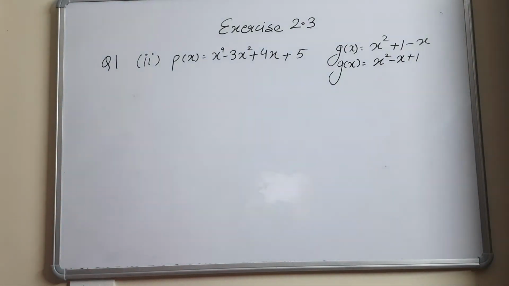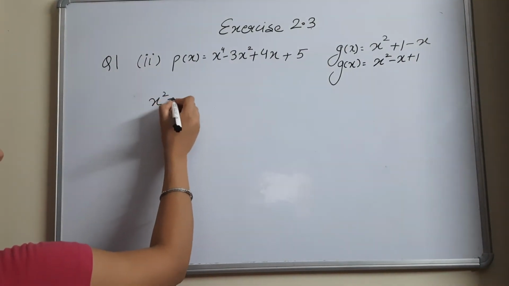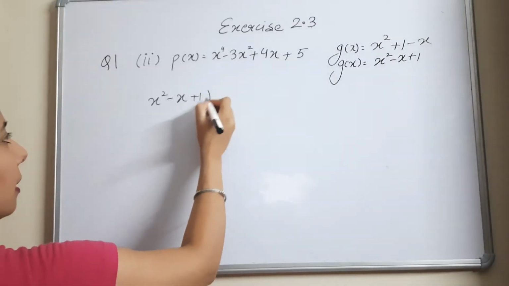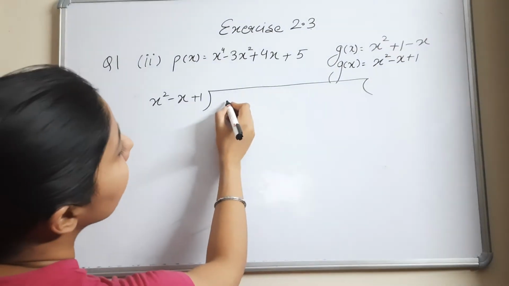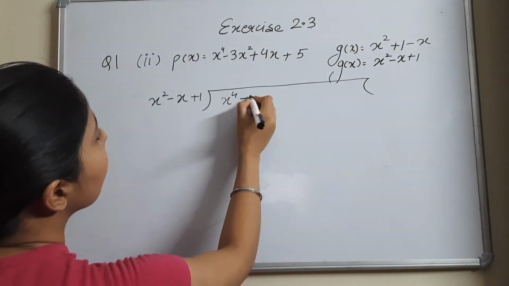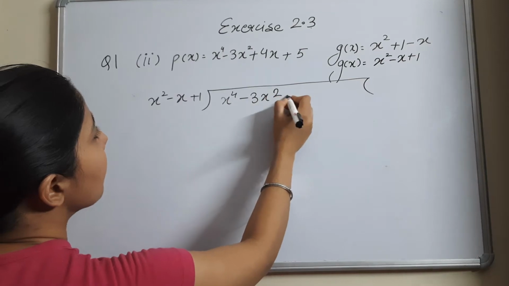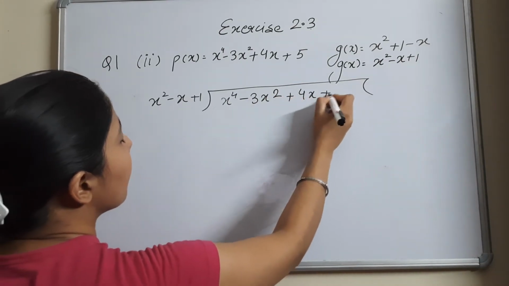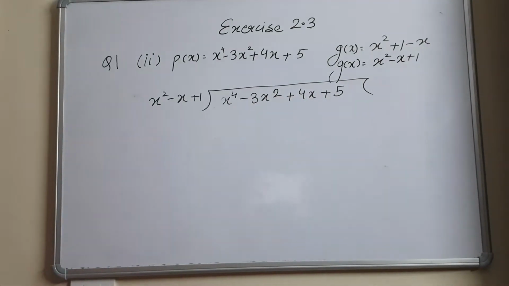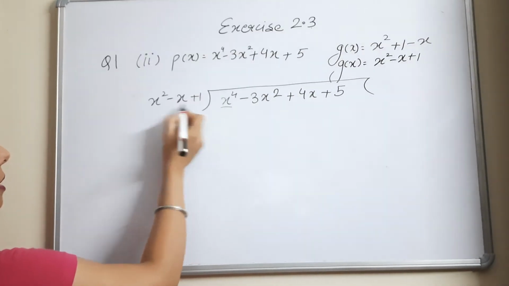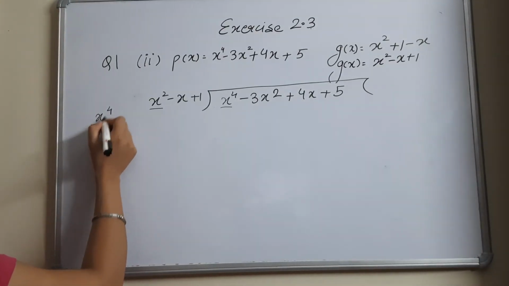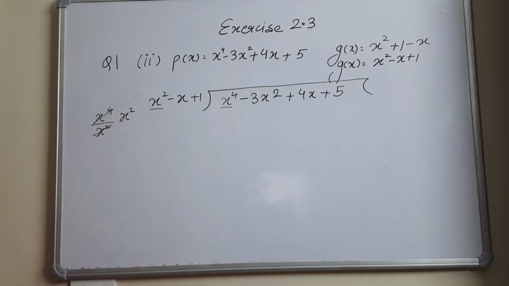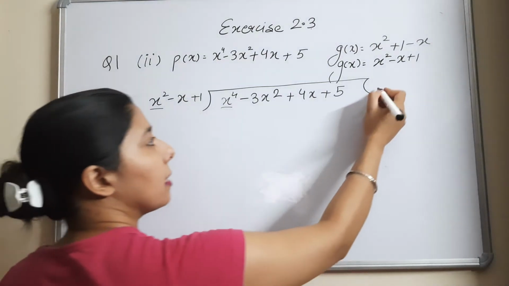Now we will do the division. Write the g(x) in the correct order and write the p(x) here. For calculating the first term of the quotient, we will just focus on the first terms. So write in the rough work like this and cut them, you are left with x². So the first term in the quotient will be x².